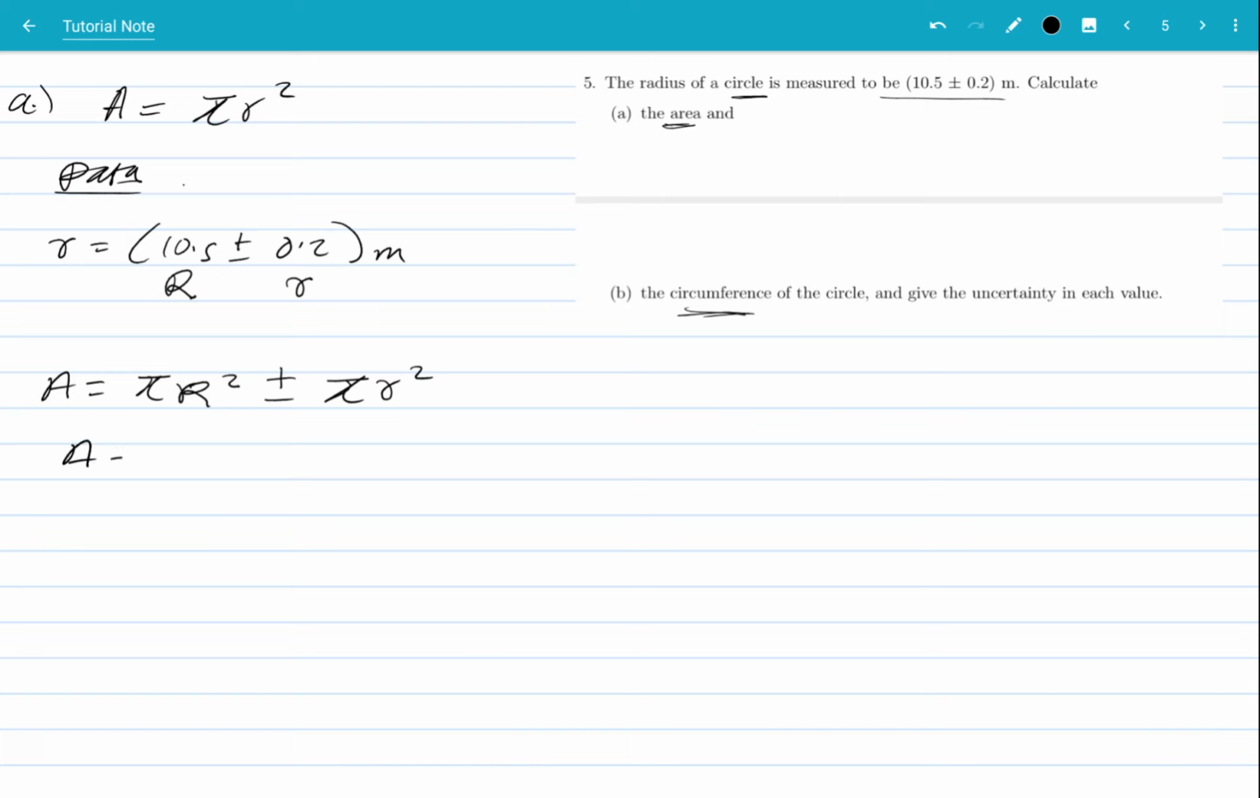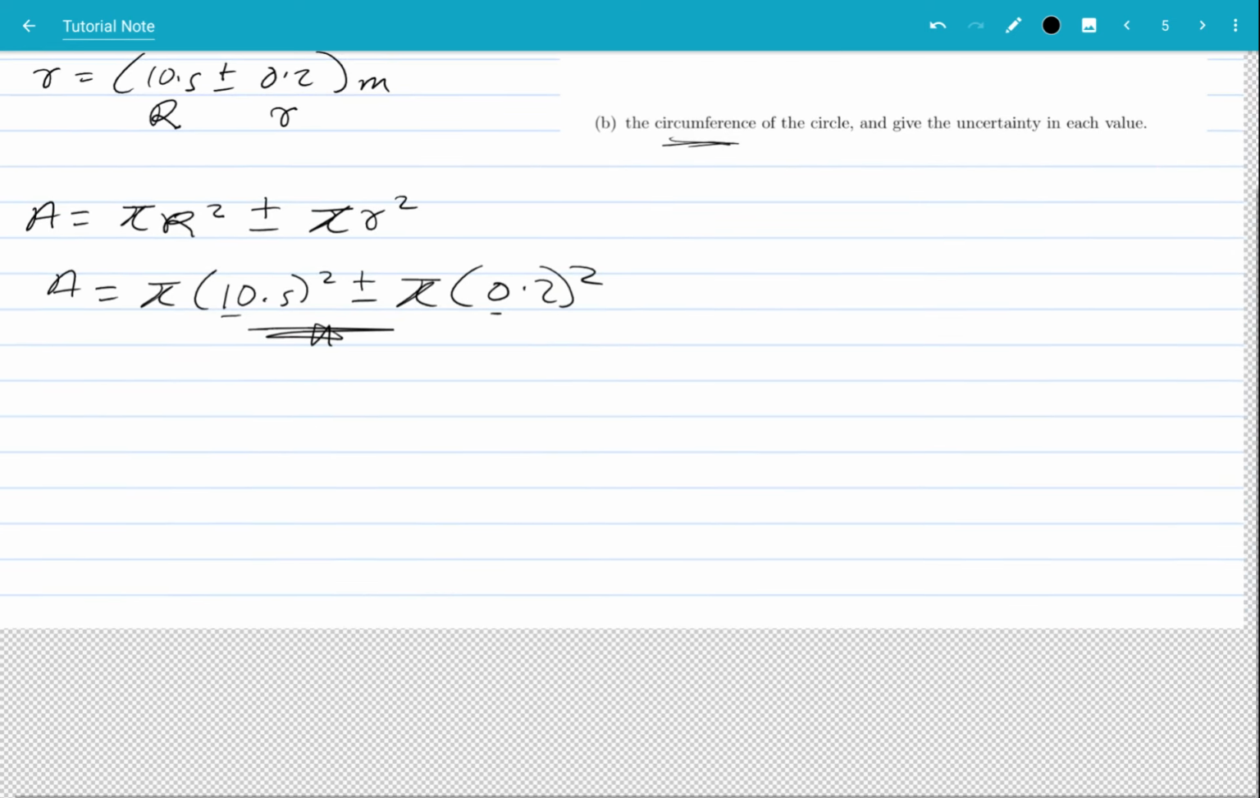Then my area will be equal to pi, then the big R is 10.5 squared, and plus or minus pi, small r is 0.2 squared. And this is my answer. For those of you who feel like filling out, you can expand this and expand that. You can expand this guy and that guy. Whatever you get is also the answer. But I feel like leaving it here is still fine. They cannot penalize you for this. Anyway, let's move on to the next part.